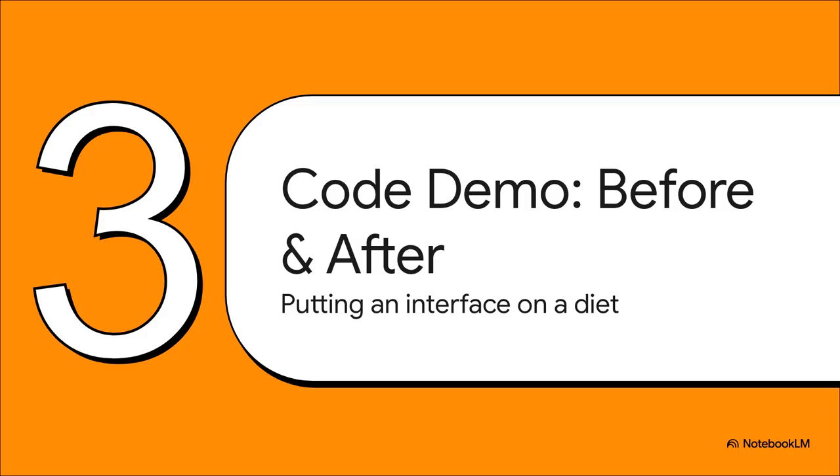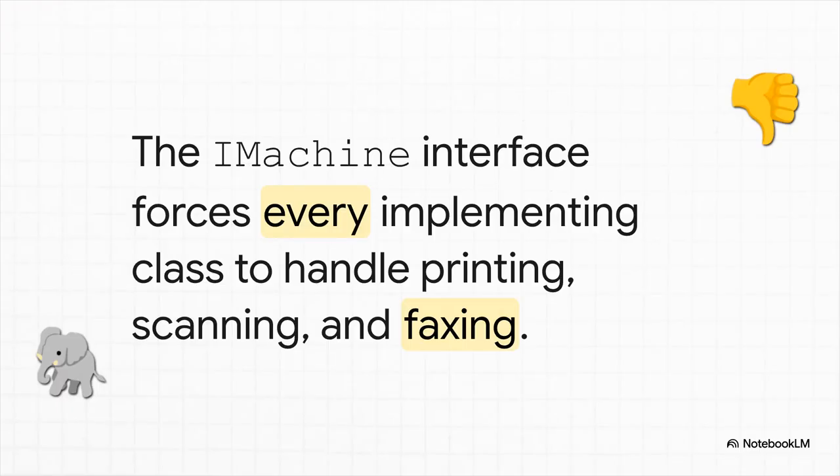All right, enough with the analogies. Let's get our hands dirty and put a bloated interface on that diet I was talking about. So here we have a classic example of a fat interface. IMachine, it's a contract for any kind of office machine. And it basically says, hey, if you're a machine, you must be able to print, scan, and fax.